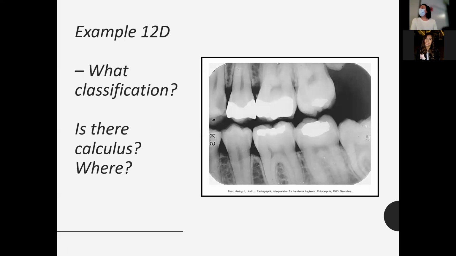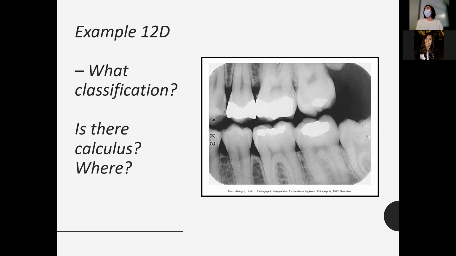Okay, another example. Now we're looking at 12 distal. We're looking up here, 12 distal. What classification of caries can you see on 13? I don't see decay on this tooth. By the way, what kind of filling material is this? Okay, now we're looking at this tooth here. So this is 12. What classification is 12?